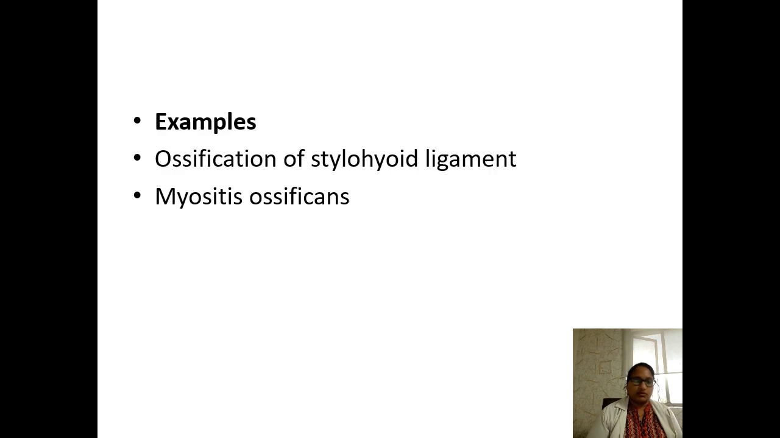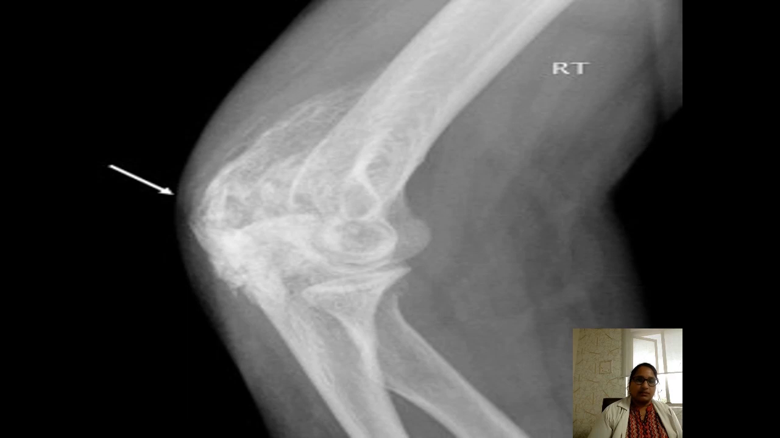Examples of metastatic calcification include ossification of the stylohyoid ligament and myositis ossificans, where the muscle and soft tissues undergo ossification, which leads to the formation of myositis ossificans. This is an example of an X-ray showing soft tissue replaced, soft tissue showing metastatic calcification. This is an example of myositis ossificans.